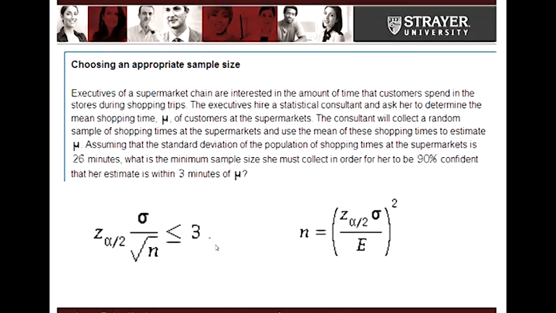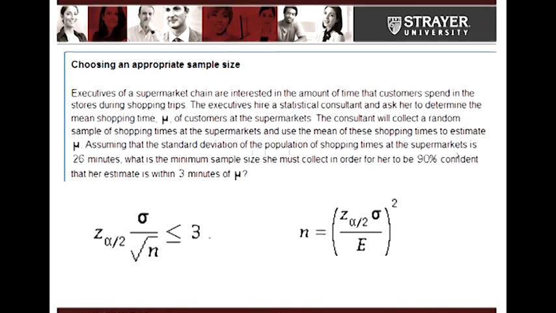Executives of a supermarket chain are interested in the amount of time that customers spend in the stores during shopping trips. The executives hire a statistical consultant and ask her to determine the mean shopping time of customers at the supermarkets. The consultant will conduct a random sample of shopping times at the supermarkets and use the mean of these shopping times to estimate mu.